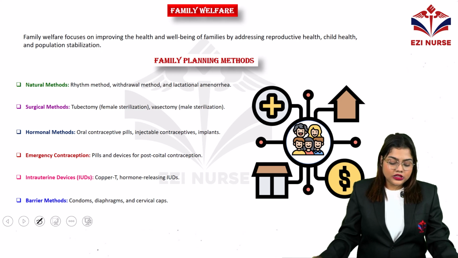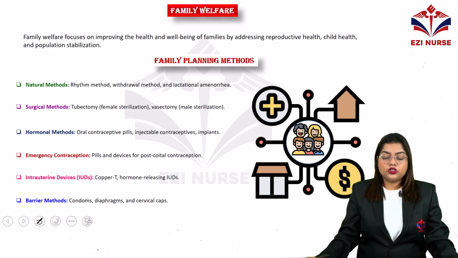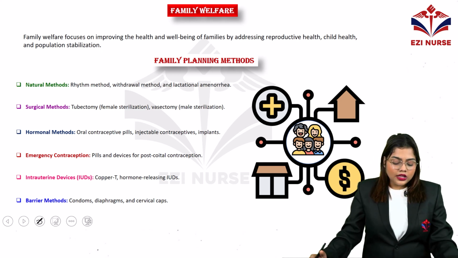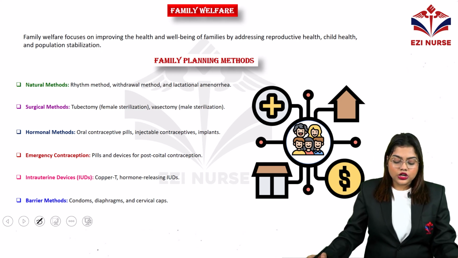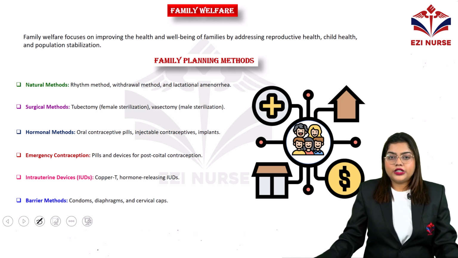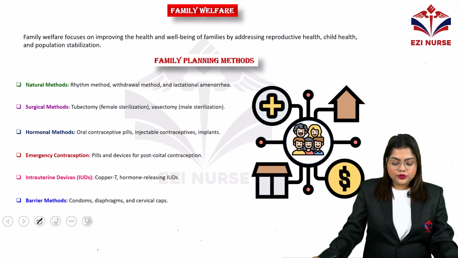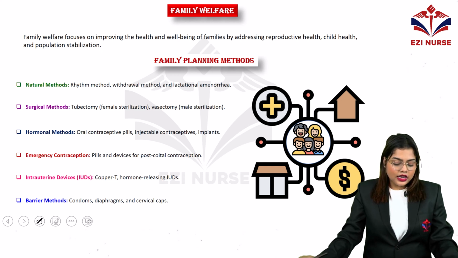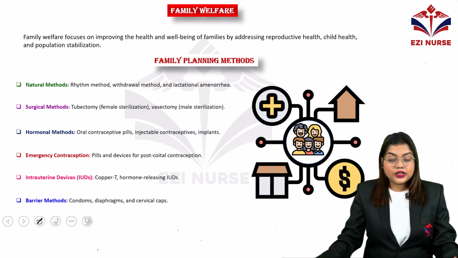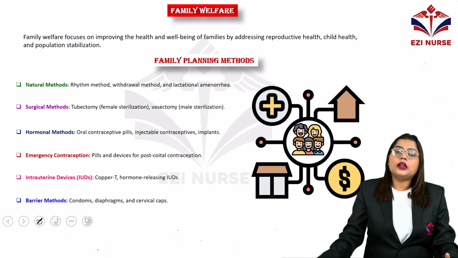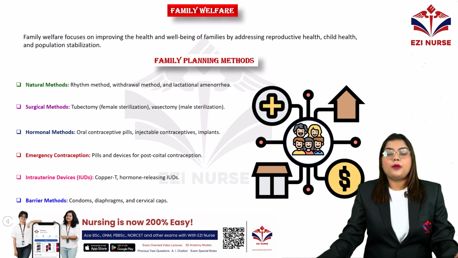Then in the surgical method, tubectomy and vasectomy, which are sterilization: female sterilization and male sterilization. Then in the hormonal method, like oral contraceptive pills, injectable contraceptives, and implants. Then emergency contraception such as pills, and devices for postcoital contraception. Then intrauterine devices such as copper T, hormone releasing IUDs, and other than that barrier methods such as condoms, diaphragm and cervical caps.